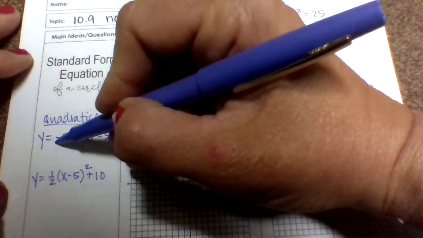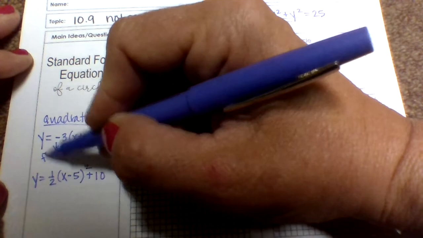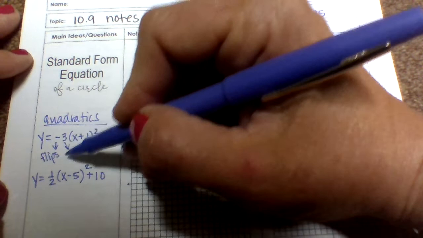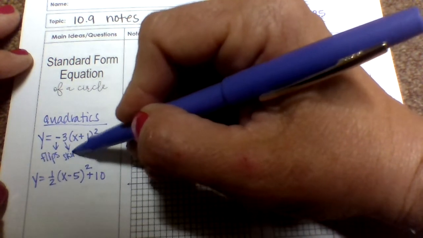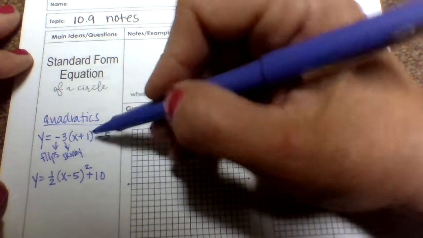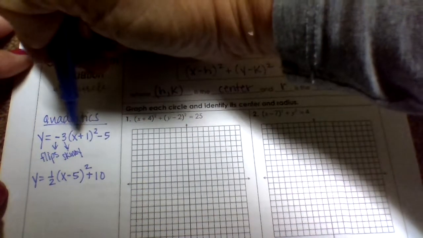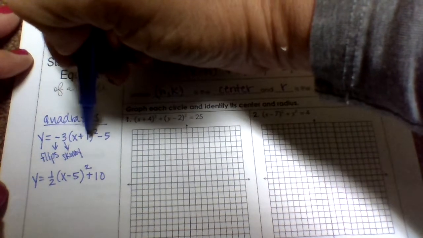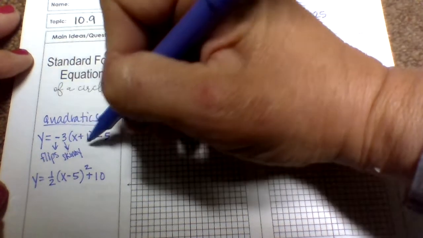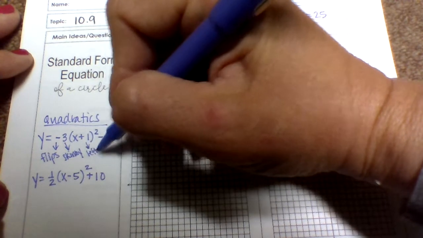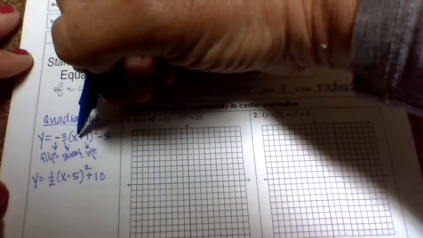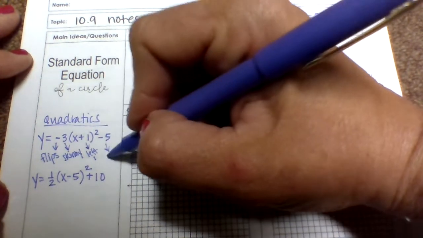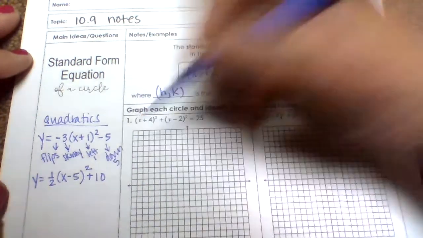Okay, so a negative out front means it flips. The 3 meant that it was skinnier. The +1 inside the parentheses is the left right shift. Even though it's +1, you think it would go right, but it actually goes left 1 because it would have to be solved. So if you subtracted 1, it would be left 1. And then the outside is exactly what you think. So it's down 5 units.